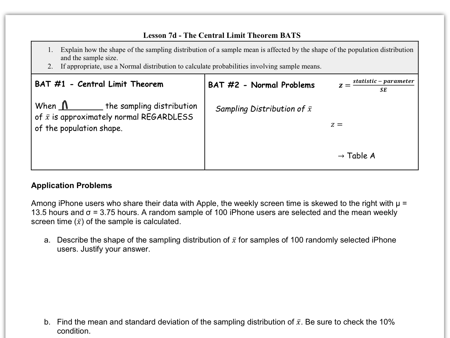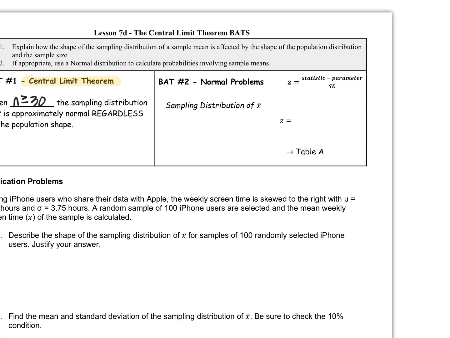When n is greater than or equal to 30, the sampling distribution of x bar is approximately normal regardless of the population shape. Like I said, this is called the central limit theorem, and we do abbreviate that as CLT, unless you really just want to write it out. Knock yourself out. So what does that mean?